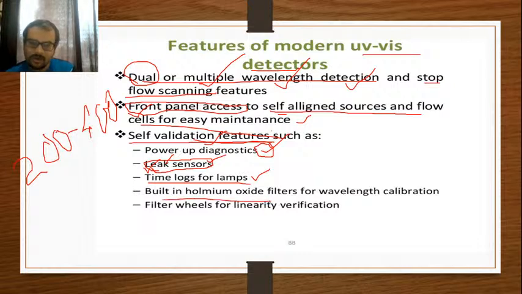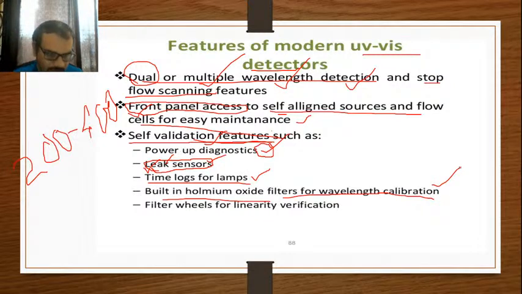Okay. Built-in holmium oxide filters for wavelength calibration. You can calibrate the wavelength just like in our UV. We calibrated the wavelength by using KCl solution, but that KCl solution needs to be prepared outside of the UV visible spectroscopy. But in modern UV visible detectors, which are specially designed for HPLC, they use holmium oxide. Remember this term, holmium oxide filters, which can be used for self wavelength calibration.